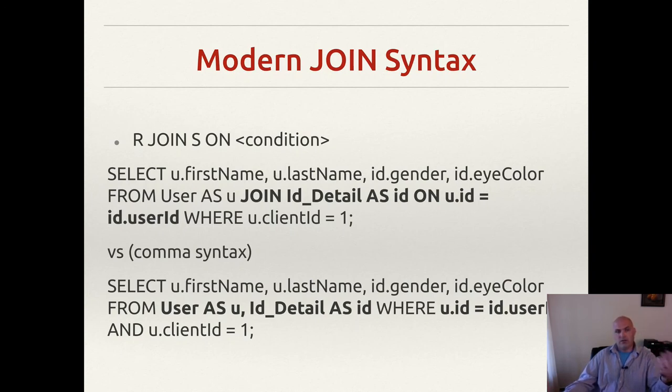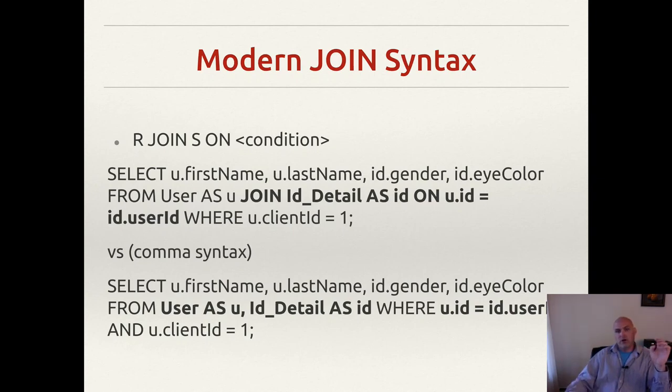In this example, we have SELECT u.firstname, which we know is user.firstname, u.lastname, id.gender, id.eyecolor. This is going back to that very first one that we had. FROM user AS u JOIN id_details AS id. So we're taking what used to be partially in the FROM clause, the user and ID detail and the AS part, those were there too. And then after ON, u.id equals id.userID, this part was in the WHERE clause before.